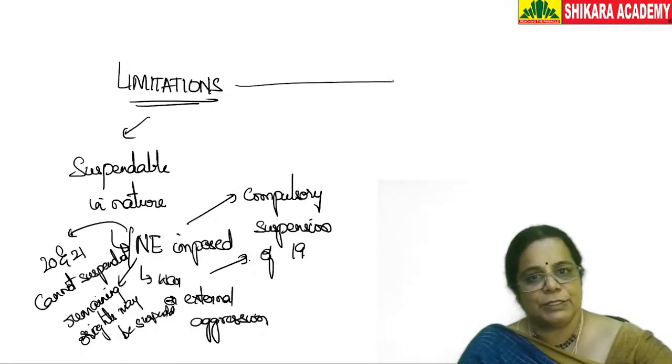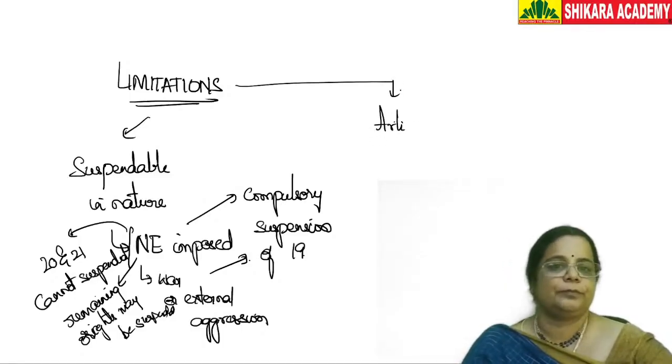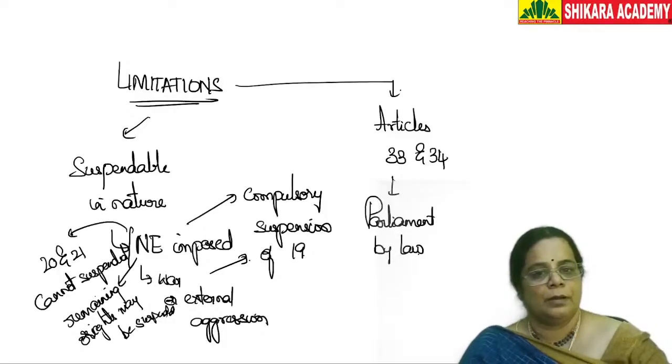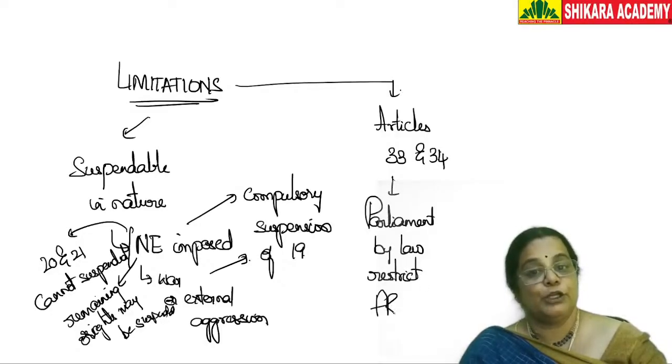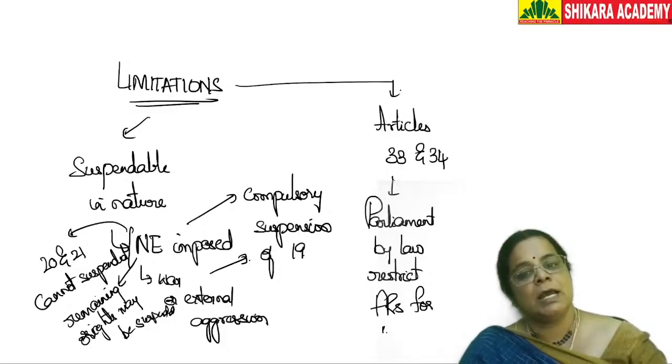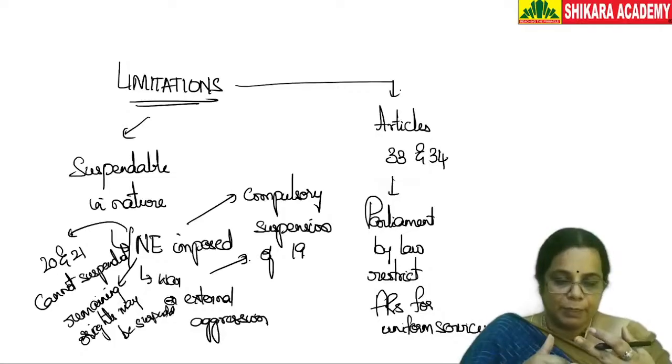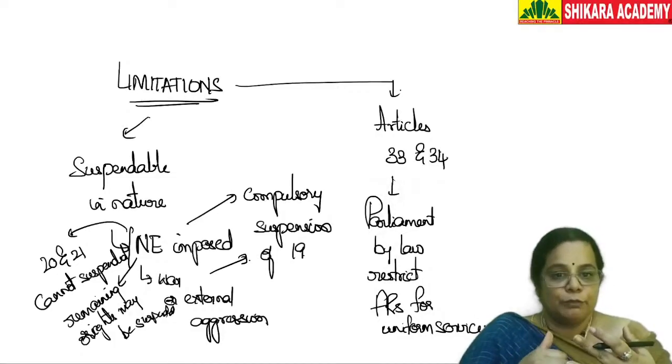Okay, the second limitation is in the form of Articles 33 and 34. Now, what does 33 say and what does 34 say? 33 basically says that Parliament can by law restrict fundamental rights for uniform services, for those services which are into providing security to the country. So, Parliament by law can restrict fundamental rights for uniform services.